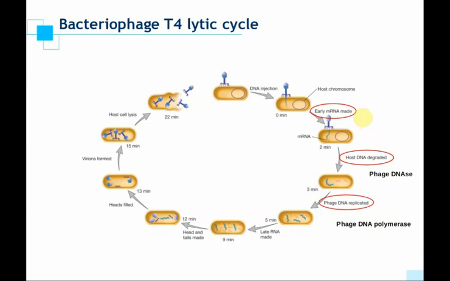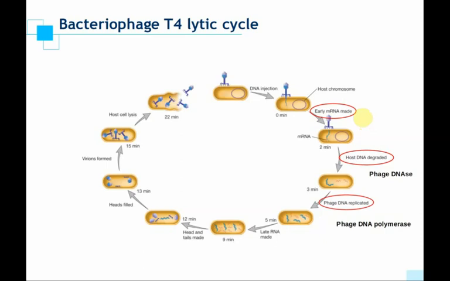Okay, the phage is trying to do two opposite things at once. It's trying to degrade DNA with the DNAs, and it's trying to polymerize DNA. How can that possibly work? Normally, it can't work, okay?